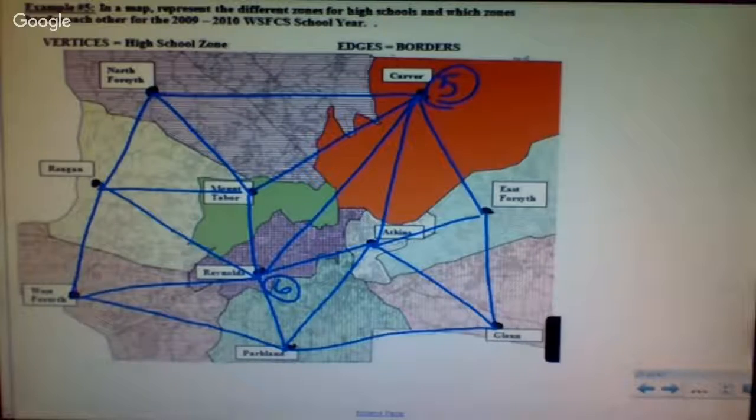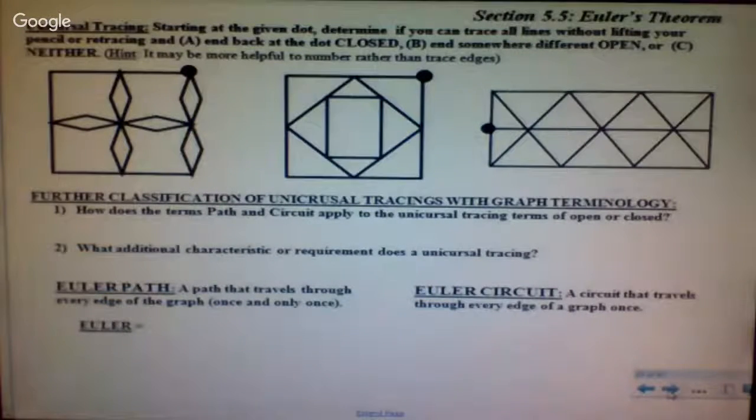Okay. That leads us into our last section. So, what I want you to do right now, you've got 3 graphs at the top. I want you to take your pencil and start at the dots that I give you, and try to trace every line and make it back to that dot without lifting your pencil. Take a couple minutes to try these. You have to cover every line and go back to that dot.